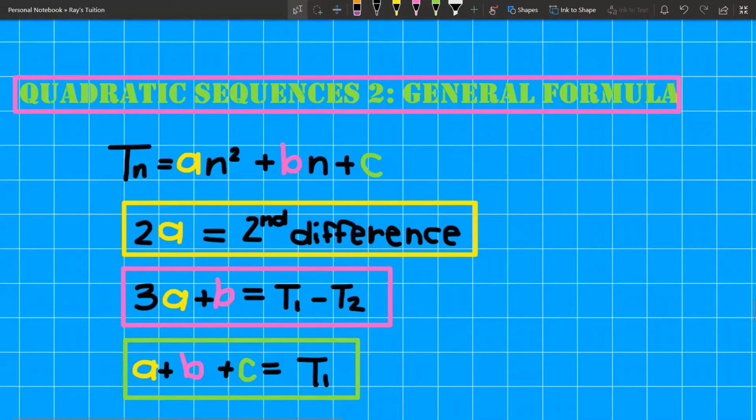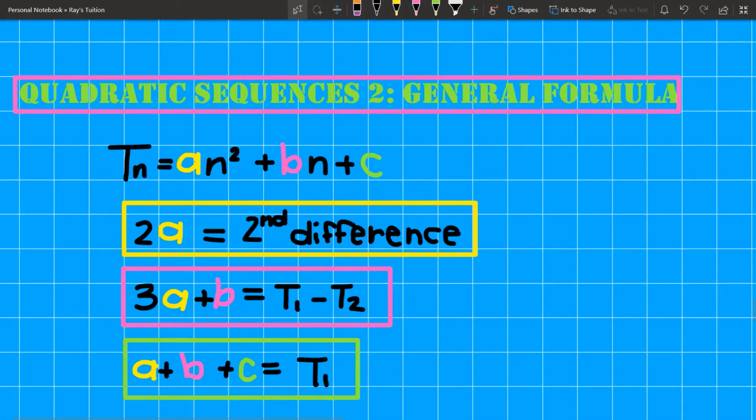Everybody, and welcome to this video on quadratic sequences. In this video, we are having a look at the general formula of a quadratic sequence. So in the previous video, we have mentioned that the general formula is Cn is equal to an squared plus bn plus c. In this video, we will have a look at how to get the general formula.